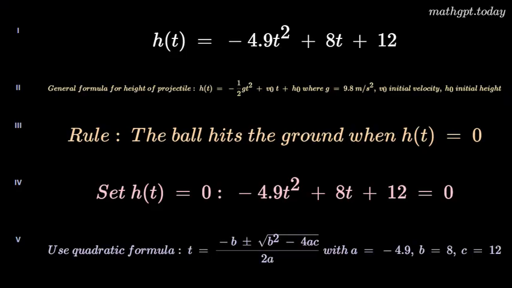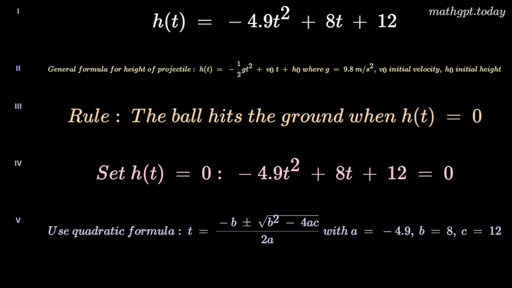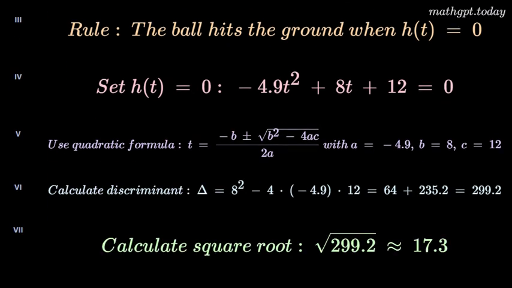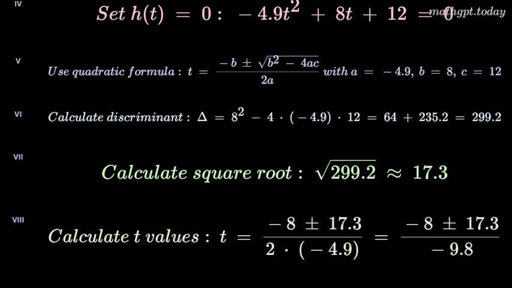We will use the quadratic formula to solve for time, where a, b, and c are coefficients from the equation. First, we calculate the discriminant, which helps determine the nature of the roots. The discriminant is calculated by squaring the coefficient b and subtracting 4 times a times c. Calculating the discriminant gives us a value that indicates how many solutions exist.